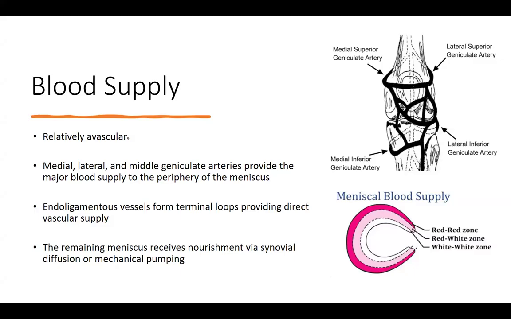Endoligamentous vessels, branches of the medial, lateral, middle genicular arteries, provide direct nourishment for approximately the peripheral 10 to 30% of the meniscus. The rest relies on synovial diffusion or mechanical pumping during joint loading. This is critical for understanding the healing potential for injuries to the structure, given the relatively avascular nature. To make matters more complex, the vascularity of the meniscus seems to diminish as we age. This can be a critical factor when determining repair, especially in the middle-aged or older population.